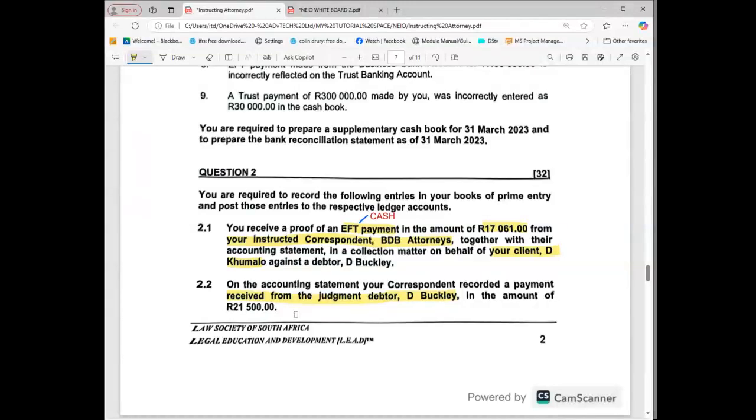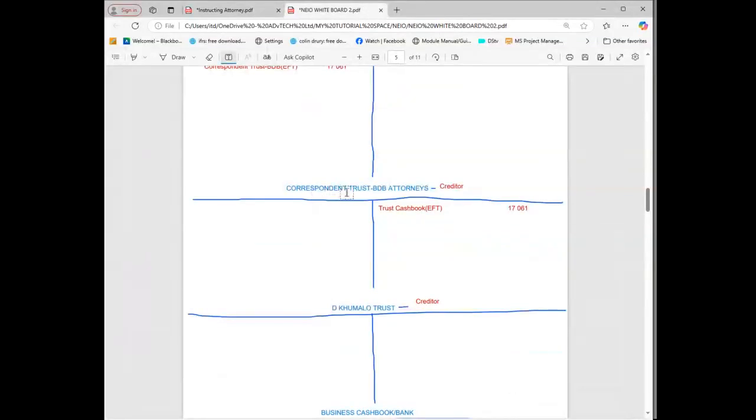Now, firstly, let's deal with 2.2. We collected how much? 21,500. Do you agree with me if I say this 21,500 belongs to the real client? Because if we didn't have attorneys, this guy was supposed to go and claim 21,500. So in a nutshell, we're just performing on behalf of the client, and in the process we are being compensated for our services. So this amount must be shown in the books of the real client. But it must come from somewhere. Obviously, this amount will come from the correspondent because the correspondent is the one who collected the money.